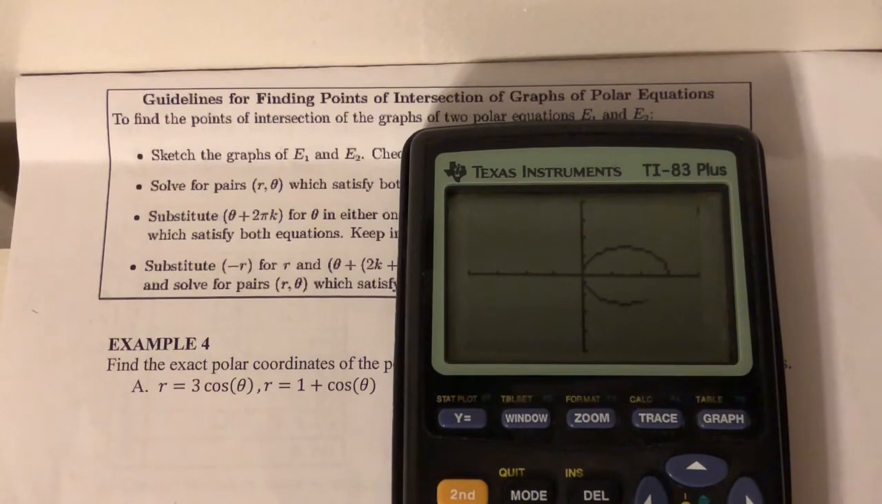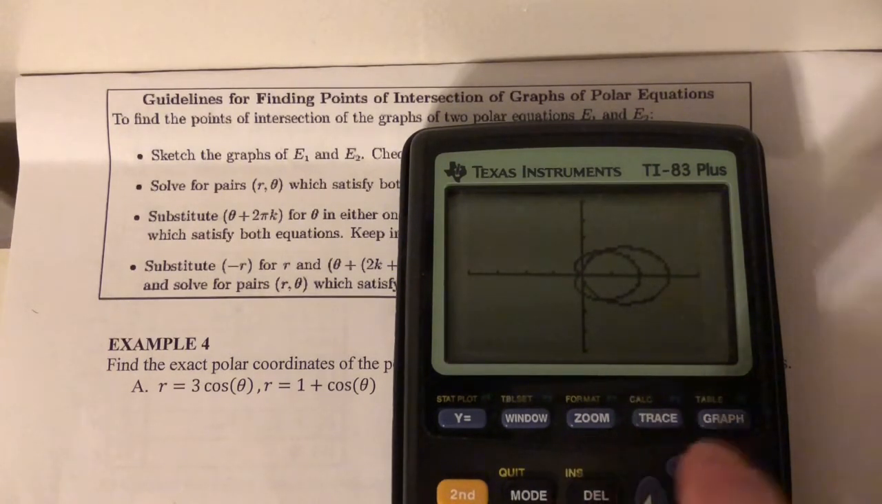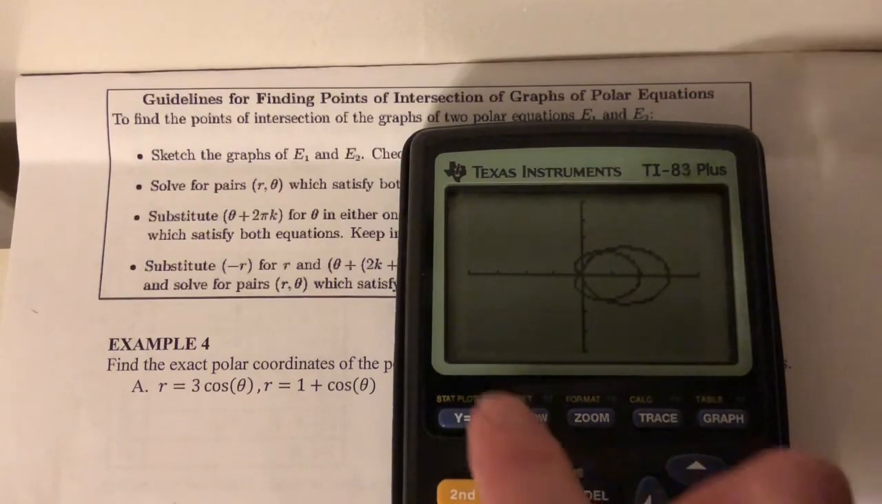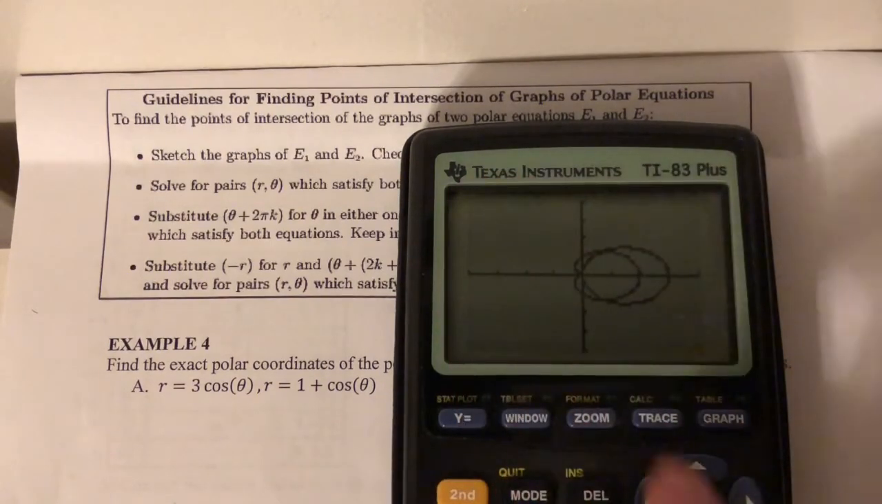Reducing my width by about half would be a good idea. So now it's a little bit easier to see the heart shape of that cardioid. And if you really want to see that this really is a circle, remember that it looks a little bit oval shaped because my viewing window is a rectangle, not a square.